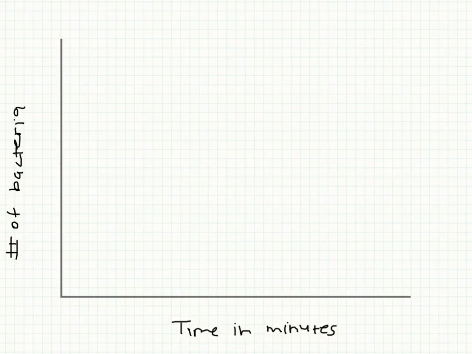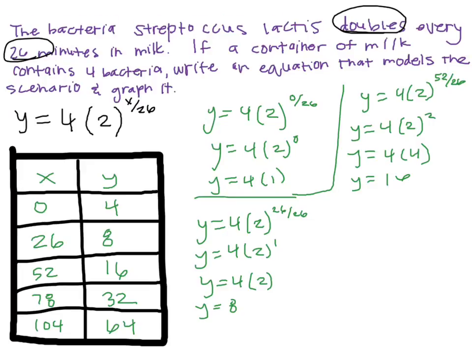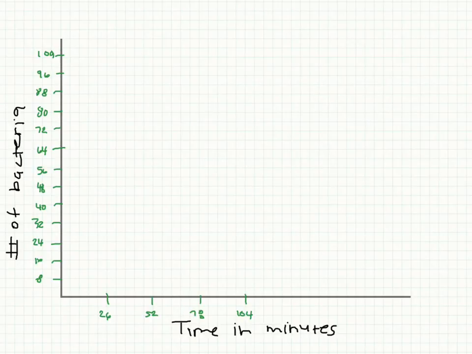Next thing I need to do is decide my scale. Well, to figure out the scale, let's look at the table again. So we go from 0 to 26 to 52 to 78 to 104. So I think I'm going to do my x-axis by going up 26 every time. My y starts down at 4 and it goes all the way up to 64. So I actually want to go up by 4s. So I changed my mind and actually went up by 8s because I didn't have enough room to go up by 4s.